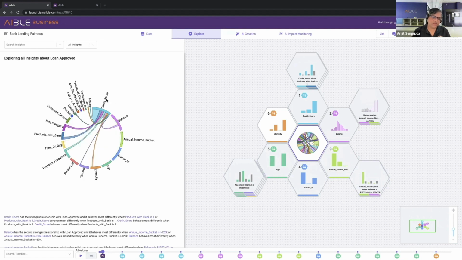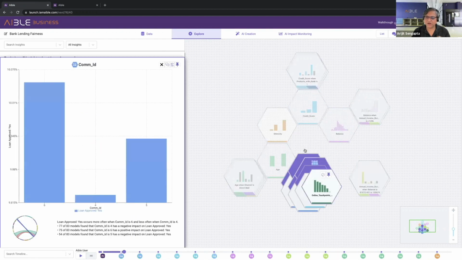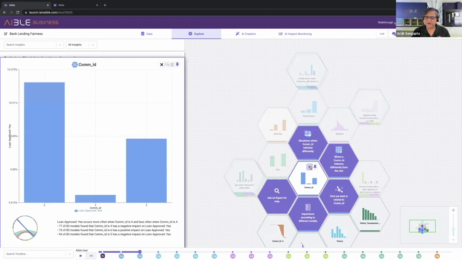So credit score is really important, balance is really important, annual income bucket is really important, but notice it's really only important when it's combined with balance. So the arcs here are the importance of the variable, the chords are the importance of the interactions between the variables. Now, on the right-hand side, Aible has brought up the most interesting graphs for me. I can click into anything and take a look at that graph, and it'll recommend different other graphs I might want to see.